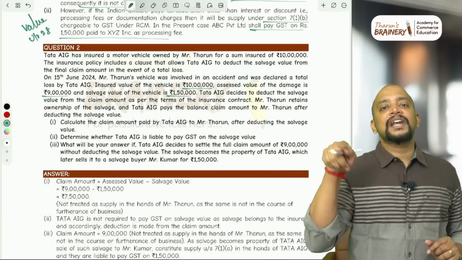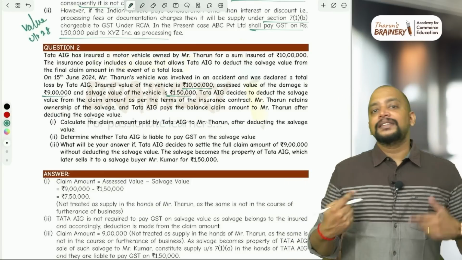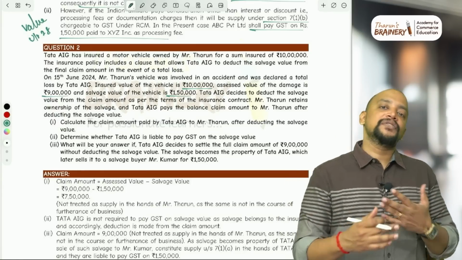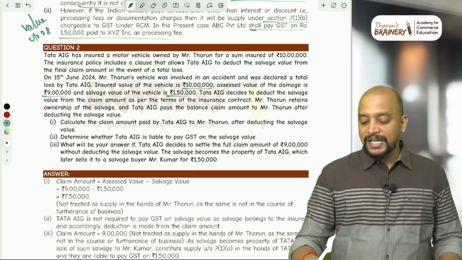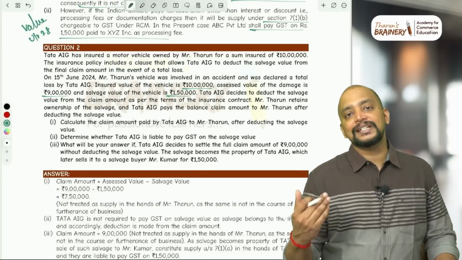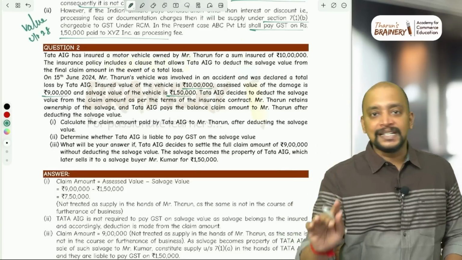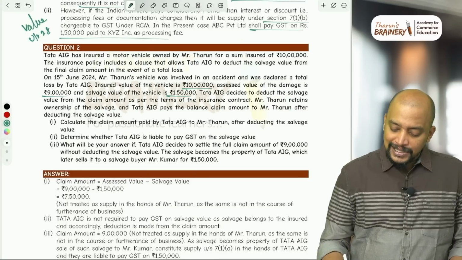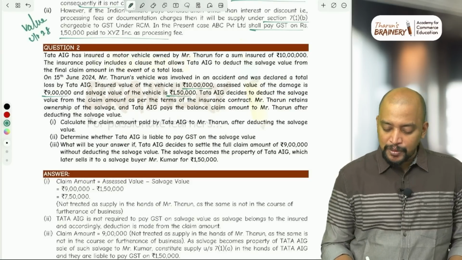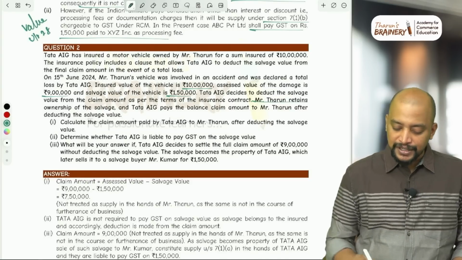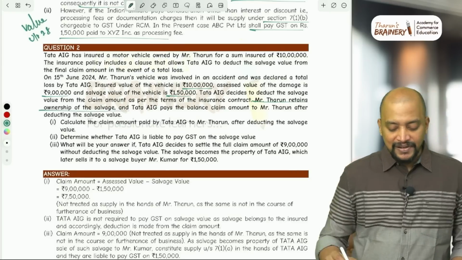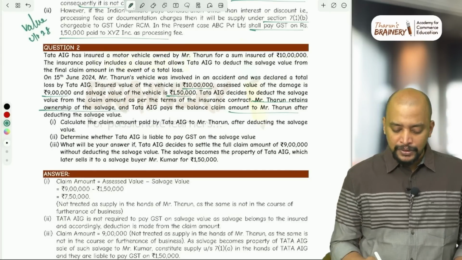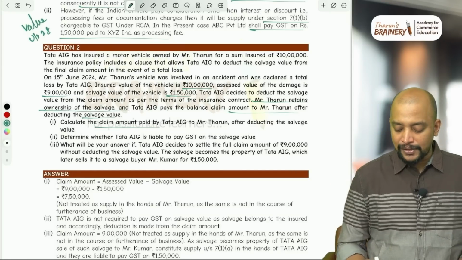Now what about this 7,50,000 which is given to the insured? That is like an actionable claim and it will not be coming under GST. So basically insurance compensation that is received should not be treated as consideration. Keep that in mind. Okay, then Tata AG decides to deduct the salvage value from the claim amount as per the terms of the insurance contract. Mr. Tarun retains the ownership of the salvage and Tata AG pays the balance amount to him after deducting the salvage value. Calculate the claim amount.